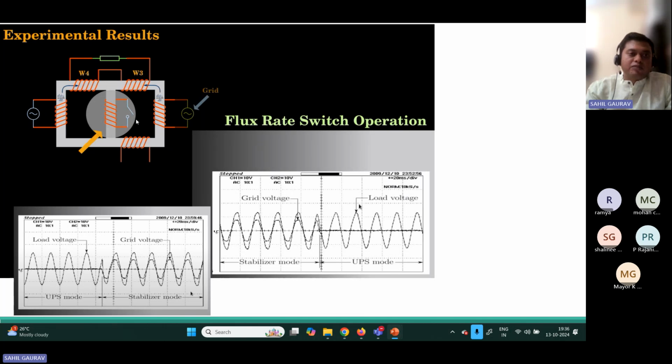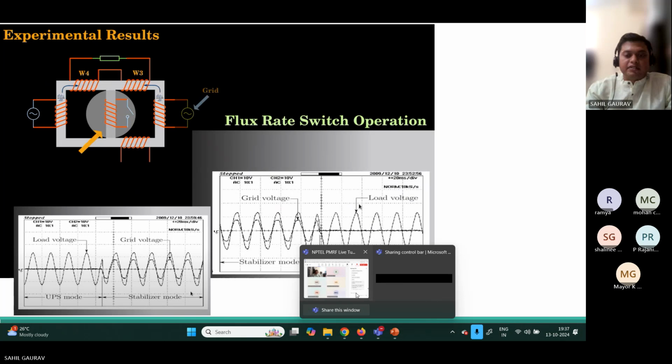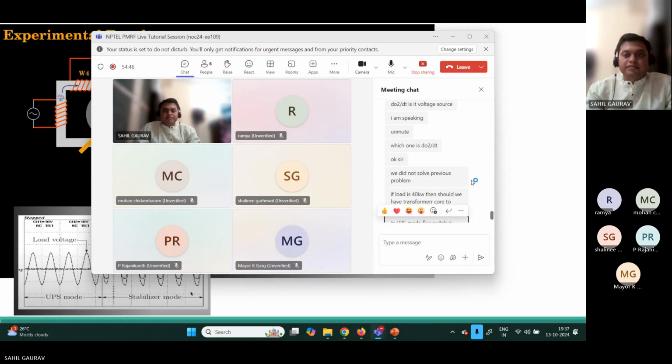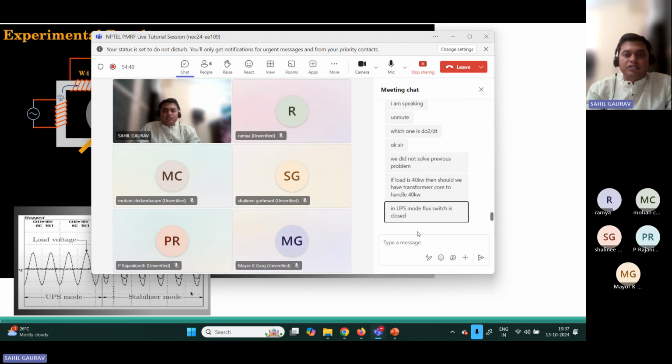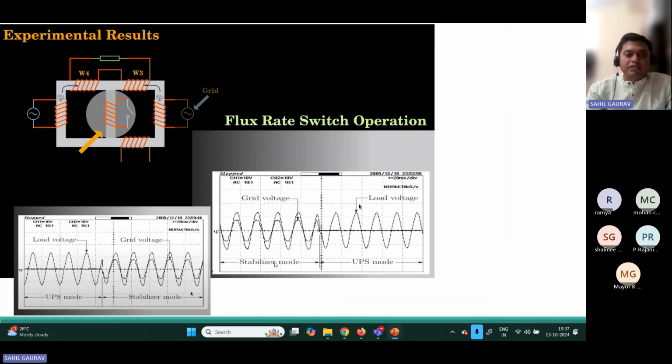Because with two voltage sources we have the central limb, it can have the flux rate the same across the voltage on this side. So if you have only one source, then you have to close the switch across the central limb. So that is the concept. In UPS mode, you have to close the switch of this central limb. Yes, that is true. In this UPS mode, the flux switch must be closed.